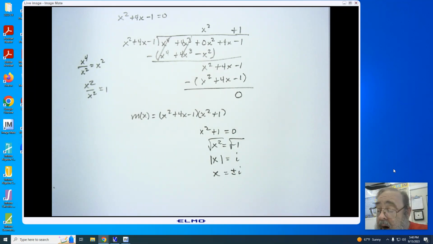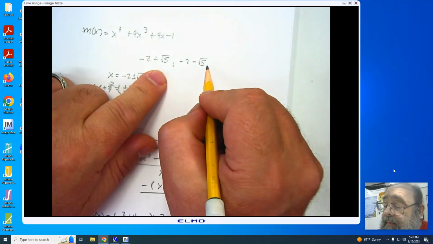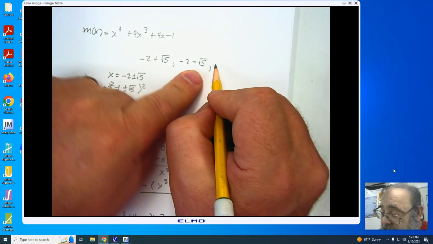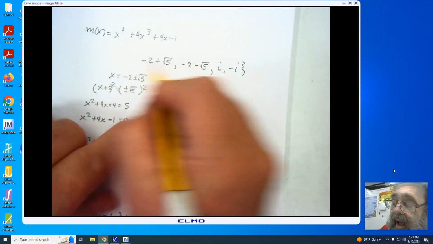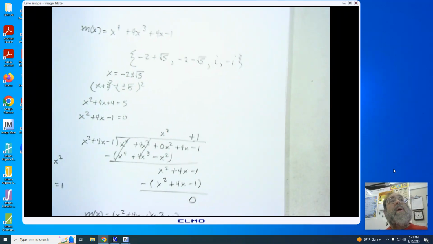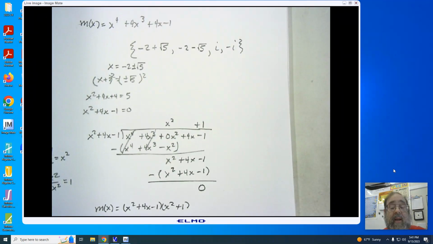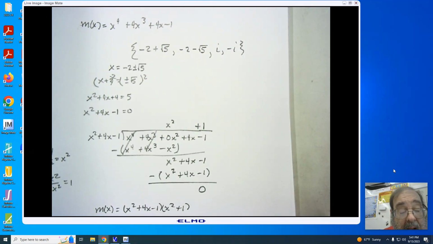My answers are negative 2 plus root 5, negative 2 minus root 5, positive i, and negative i. And these are now my zeros that I am looking for in problem number 14.